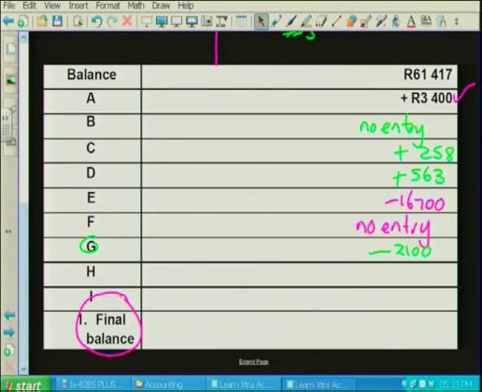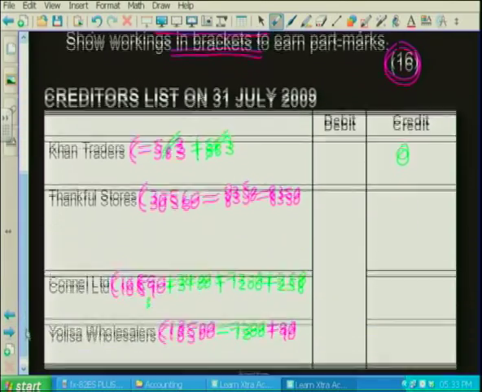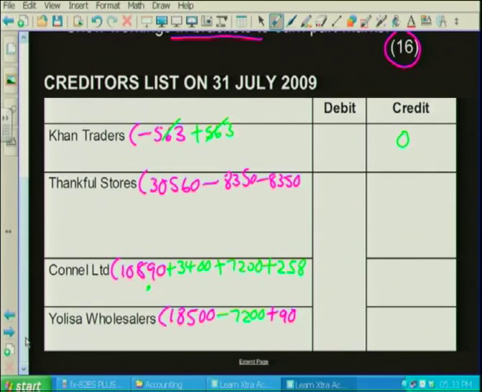So for H, the control account, we've already spoken about this. There's no error that was made here, so we're simply going to write down no entry. And let's now go to the list. Thankful Stores, we're now subtracting the amount of 160. Guys, remember, just as I did for the previous error for Thankful Stores, you can show the individual amount twice or double the amount, which I've done in this case.